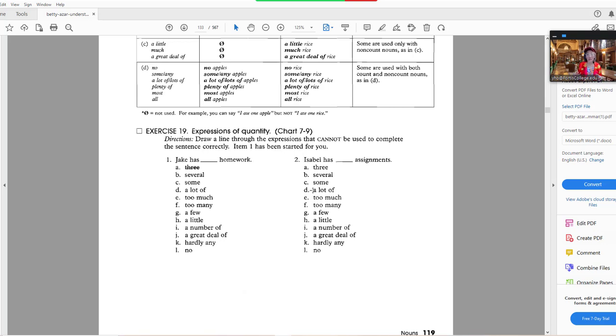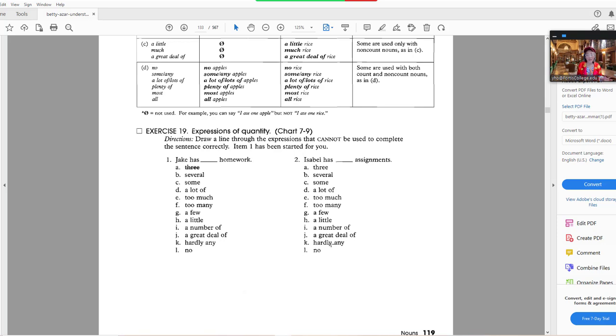That's correct. Isabel has a little assignments. Not correct. A little goes with Jake. Jake has a little homework. So a little always goes with non-count nouns. Isabel has a number of assignments. Correct, because you're counting it. Isabel has a great deal of assignments. Great deal can go with both, so a great deal of assignments, that's okay.